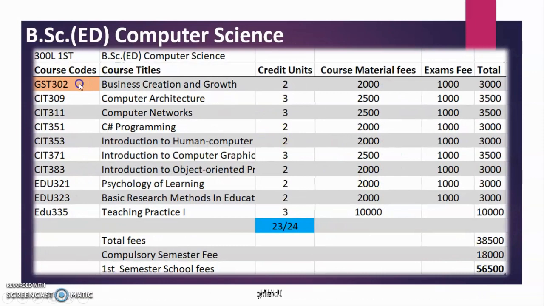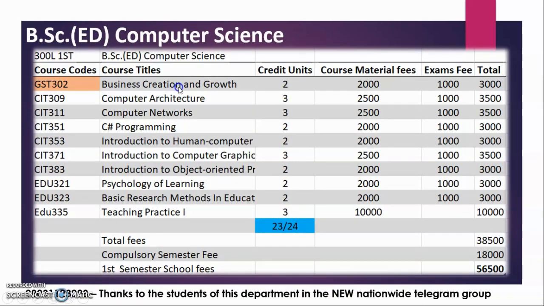300 level first semester, you have business creation and growth. This enlightens you more to businesses and business opportunities. It gives you the opportunity to go and explore types of businesses and come up with an idea. Which one do you think you can establish?